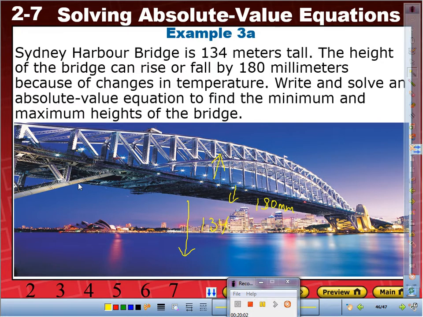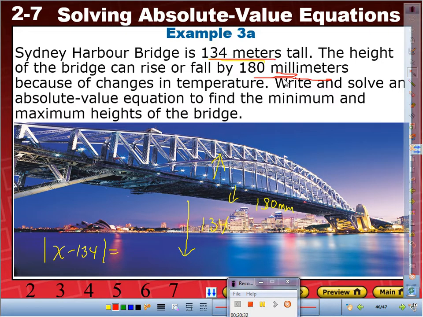So they want us to write an absolute value equation. Check this out. Absolute value of x minus, what was the height? 134. And what is the difference that's going to change positive and negative? That goes up positive or goes down negative? What was the distance? 180 millimeters. But didn't we write 134 and it was meters? So therefore that means we need to convert this one to meters.